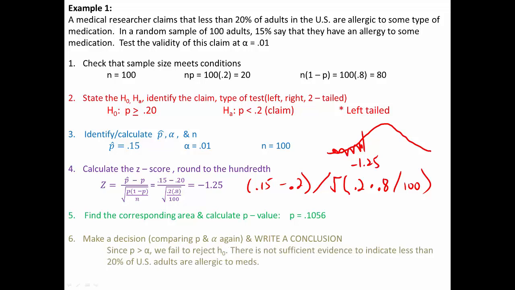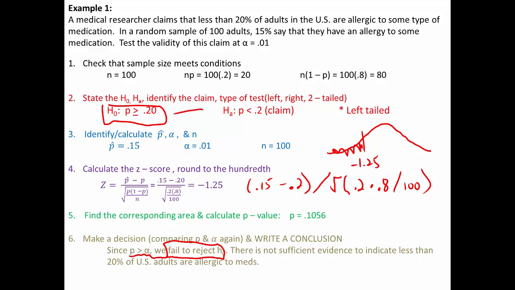Well, P is greater than alpha. So we do fail to reject H sub 0. Listen! Because this is it. I'm done. You got to figure this out. And I'm going to get a pen again and compare what your job is after this. Since P is greater than alpha, we fail to reject H sub 0.